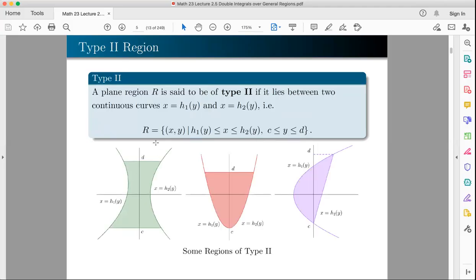So for instance, we can consider these illustrations here. So the left one here, very clearly you have a function h sub 1 on the left and a function h sub 2 of y on the right. Now we can also have one continuous function like this parabola here, and still we can consider this to be of type 2. So the left branch of the parabola is the leftmost function h sub 1, and the right branch is the rightmost function h sub 2.